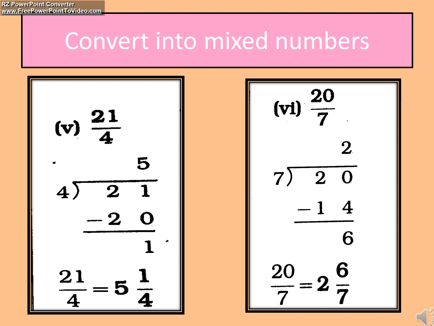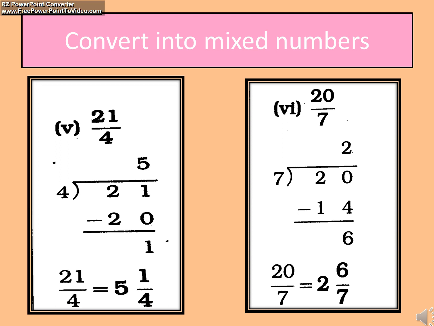4 ones are 4, 4 twos are 8, 4 threes are 12, 4 fours are 16, 4 fives are 20. Yes or no? Now 5 will be our quotient. 21 minus 20, remainder will be 1. Okay, so we have completed with our division.